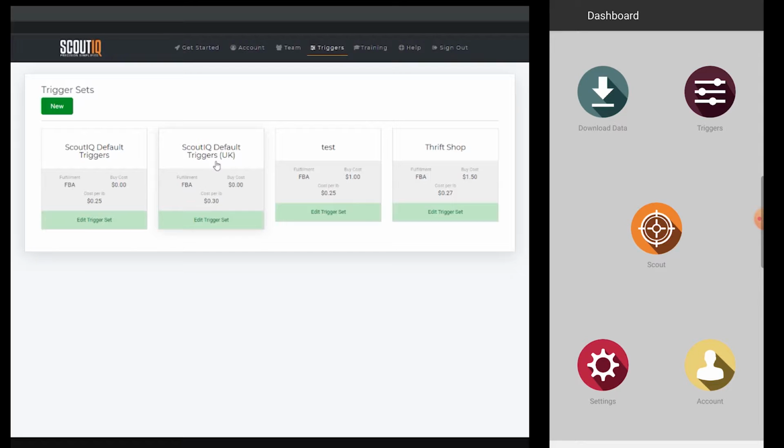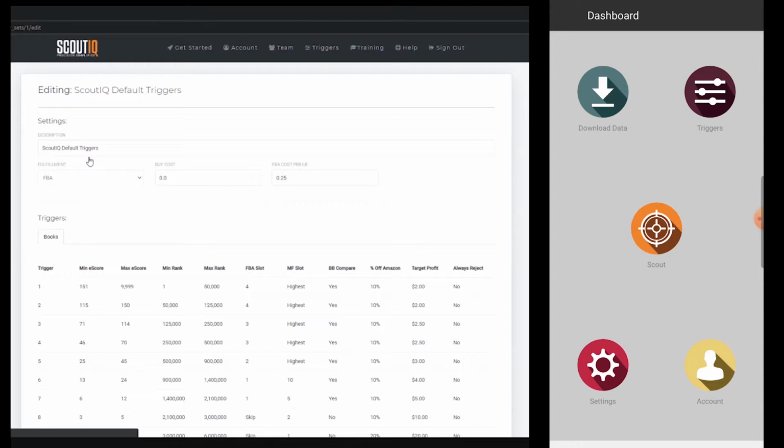The UK ones are if you're in the United Kingdom, you have these automatically selected. Everyone else in the US is going to have ScoutIQ Default triggers selected. This is what triggers will look like if you create new trigger sets, which we'll talk about in a minute. Right now, let's look at the ScoutIQ Default triggers. Click those to see how those work.